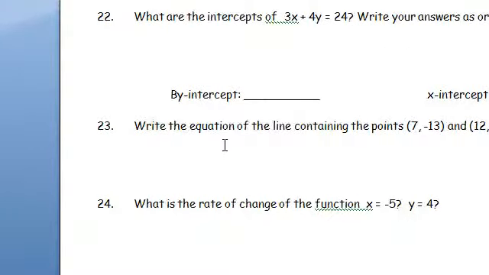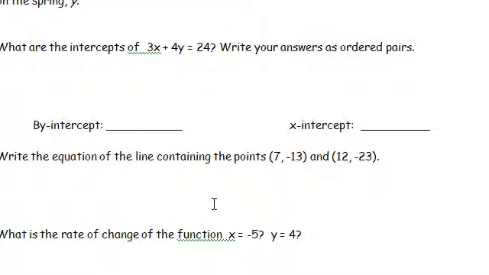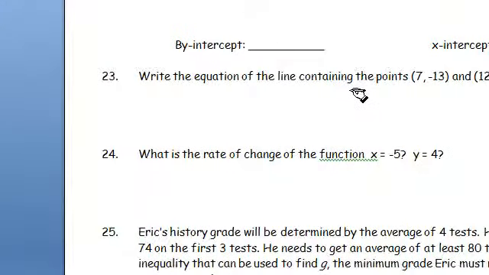Alright, 23. Let's continue along here. Write the equation of the line containing the points (7, -13) and (12, -23). Alright, first I'll show you the algebraic method, then we can check our work on the calculator.